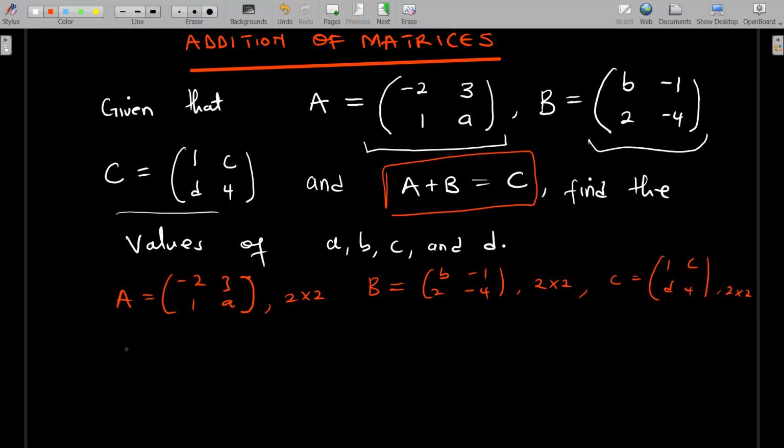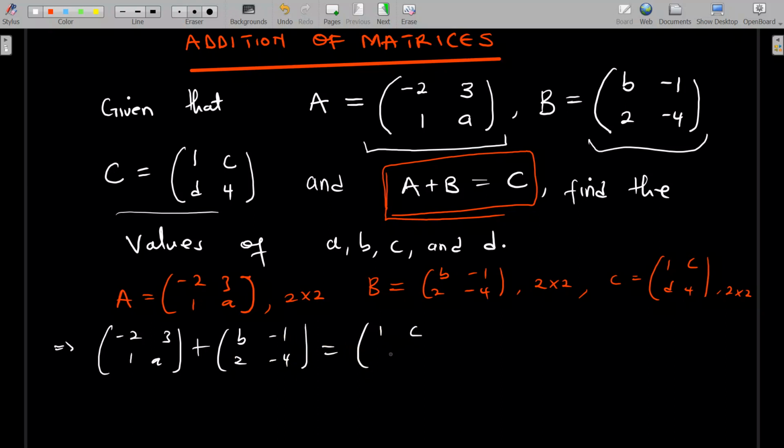So here, I'm giving the equation that A plus B is equal to C. This means I have the matrix negative 2, 3, 1, A plus the matrix B, negative 1, 2, negative 4, equal to 1, C, D, 4. If you want to add matrices, you add corresponding entries. So I add the 1,1 entries together, and then the 1,2 entries. You're just adding the corresponding entries. I'm going to have negative 2 plus B, and 3 plus negative 1.